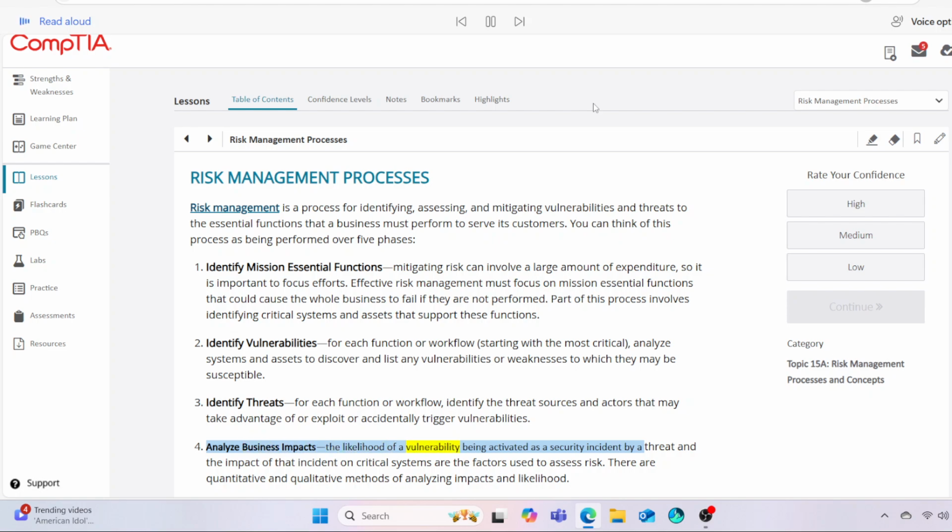The likelihood of a vulnerability being activated as a security incident by a threat and the impact of that incident on critical systems are the factors used to assess risk. There are quantitative and qualitative methods of analyzing impacts and likelihood.